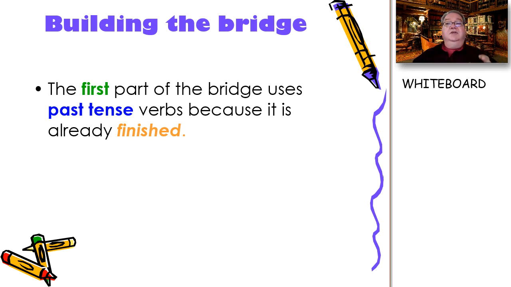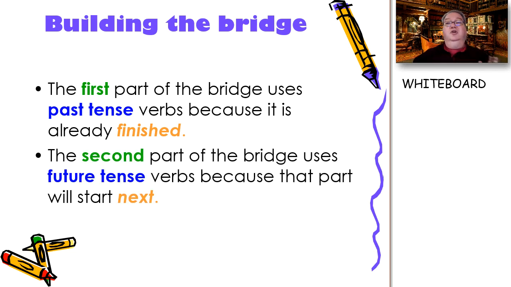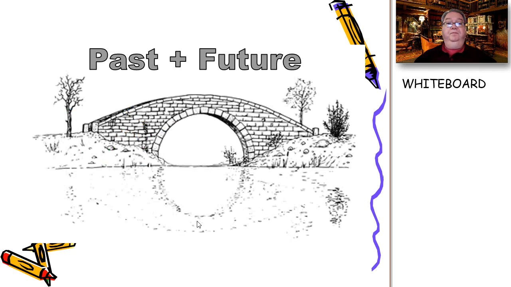Say you finished talking about point A. You finished talking about it, so it's in the past. So that's past tense. You're going to talk about part B, so the second part of the bridge uses future tense, because that's what you're going to do next. You haven't done it yet. So we use past tense for part A, future tense for part B.